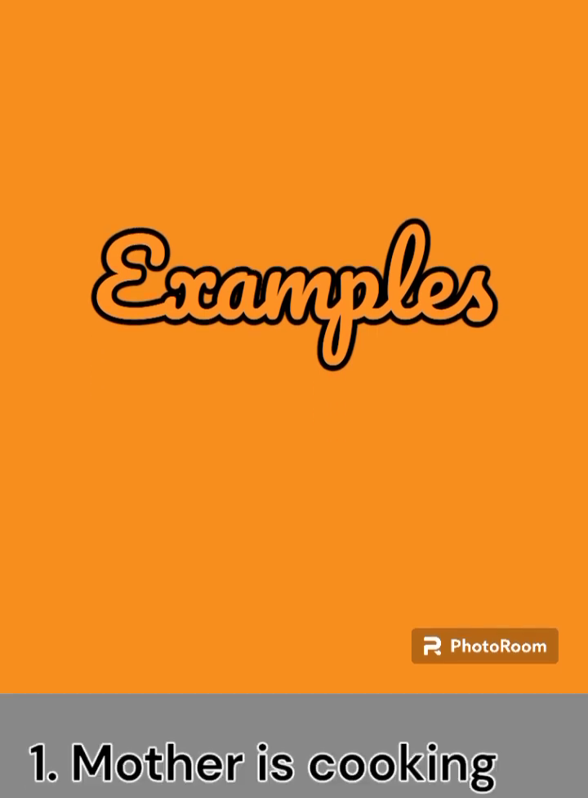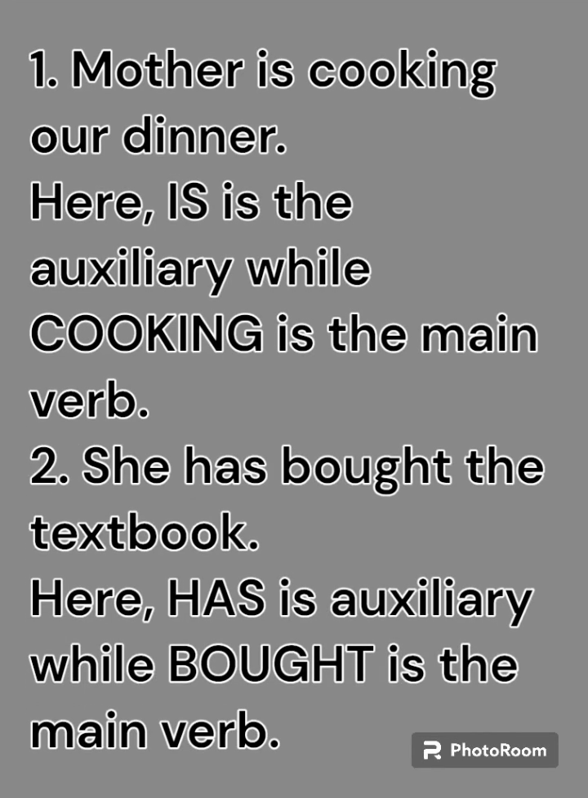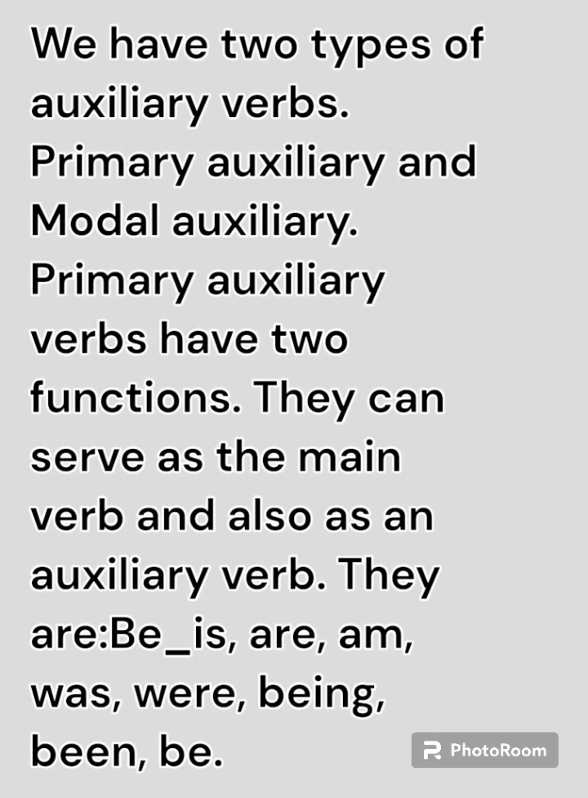Let's take for example, mother is cooking our dinner. In this sentence, is cooking are the verbs. Is is the auxiliary verb, while cooking is the main verb. Another example, she has bought the textbook. Has bought are the verbs in this sentence. Has is an auxiliary verb, while bought is the main verb. From the examples, you will notice that the main verbs cannot stand alone in the sentences, and the auxiliary verbs complete their meaning by giving tense, that is, the time, to the main verb.